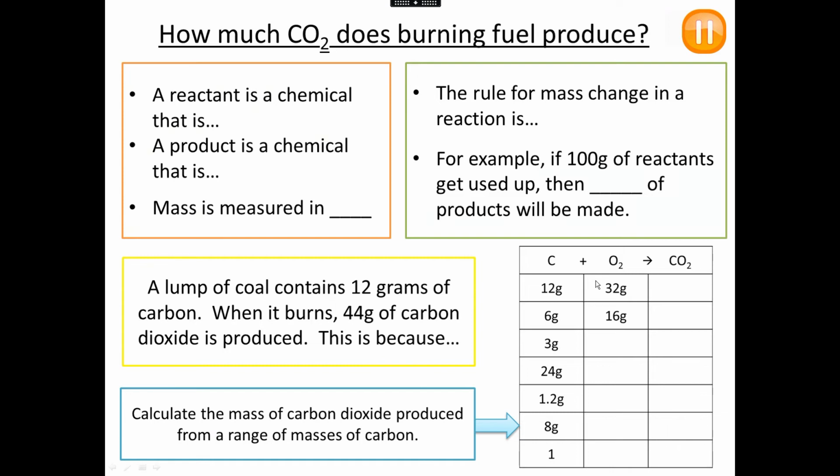Then with this one, you can copy down this table and say that if 12 grams of carbon reacts with 32 grams of oxygen, how much carbon dioxide will be formed? Then from number 3 onwards, you have to try and predict using the pattern. Okay, so look at the pattern in the numbers and try and predict how much oxygen there would be, and therefore how much carbon dioxide there would be. See how you get on with that.